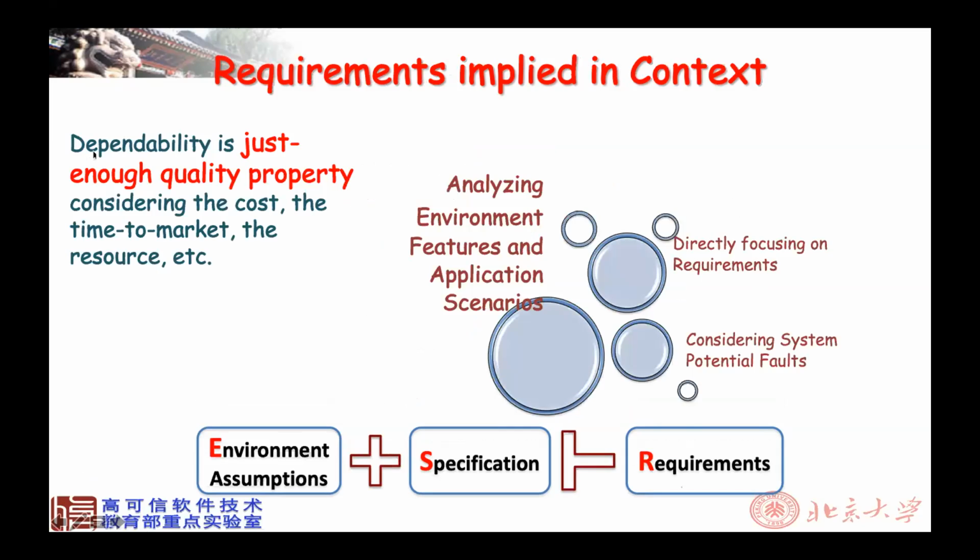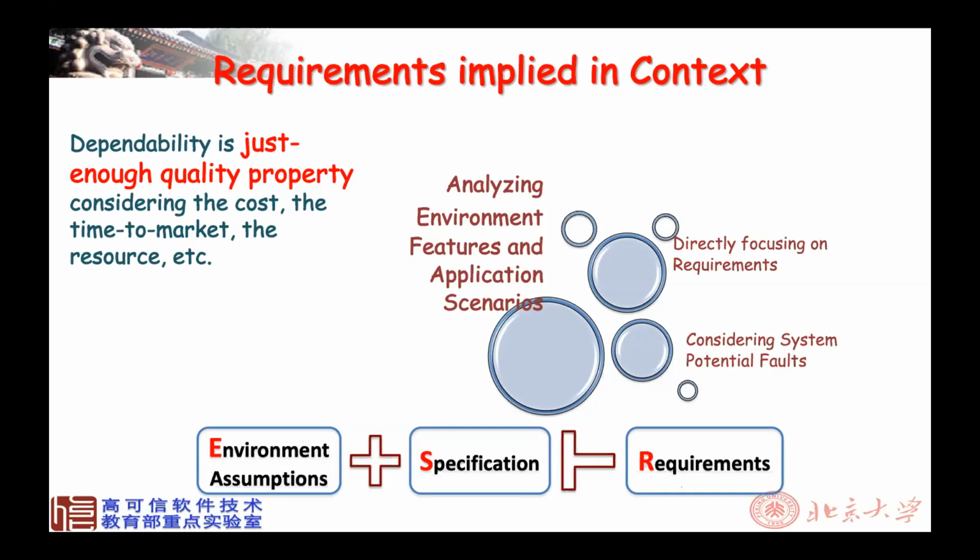And also dependability is just one quality property. Because for dependability, you can include many functionalities to enhance it, but sometimes it costs a lot, and also costs much time. So you need to make a balance between dependability and the cost, the time to market, and also the resources, etc. So we need to identify which part of the system we need to make more dependable. For many systems, not everywhere needs to be more dependable, only part of them.